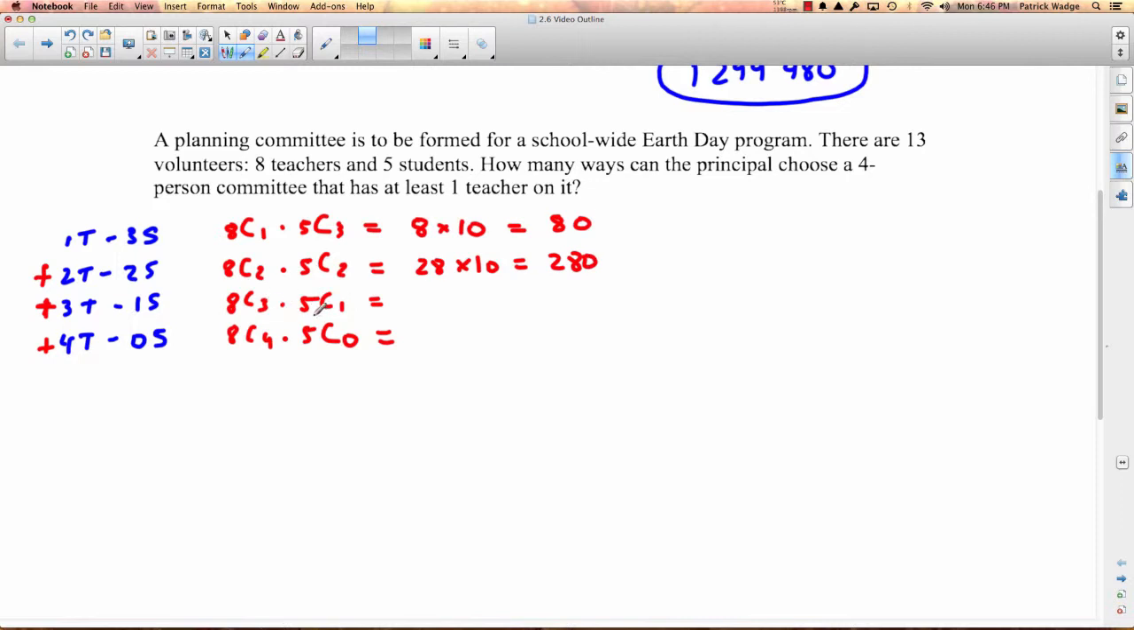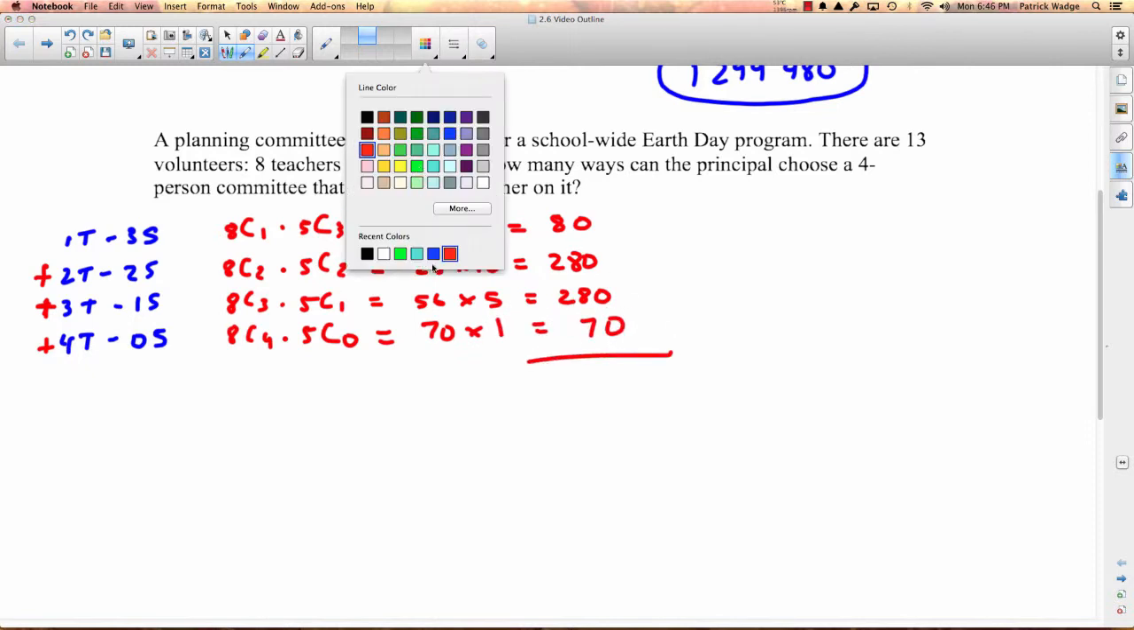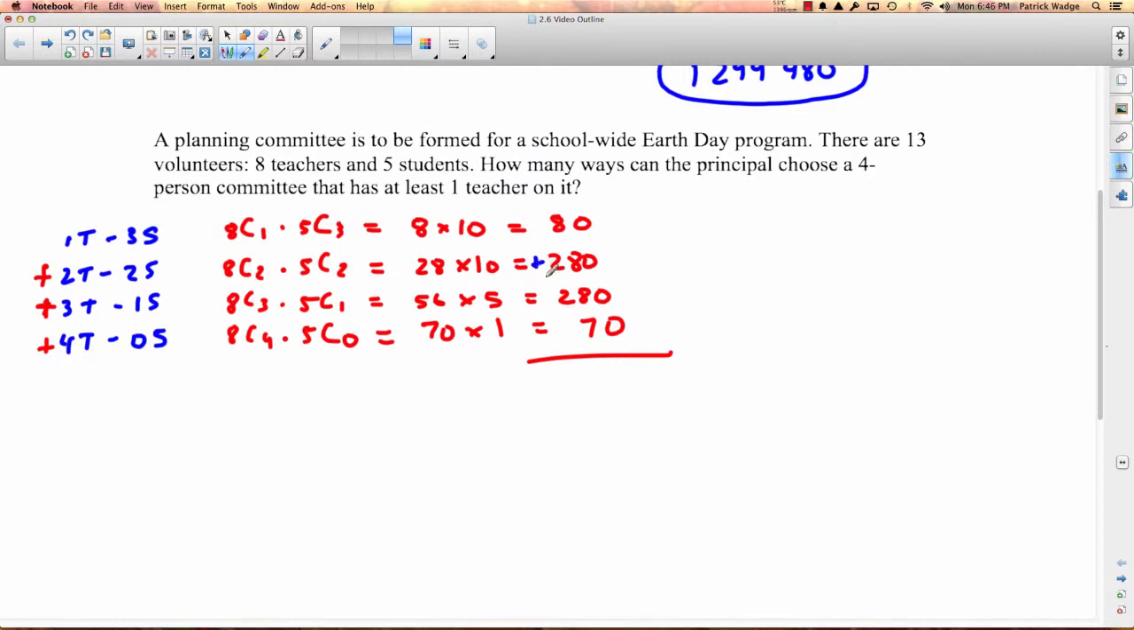8 choose 3 is 56. 5 choose 1, you know that. That's 5. So you get 280 again. And 8 choose 4 is 70. 5 choose 0. How many ways can you choose 0? One way. So just times 1, you get 70. You're going to add all those together, right? So plus, plus, plus, 560, 640, 710 seems to be the answer.